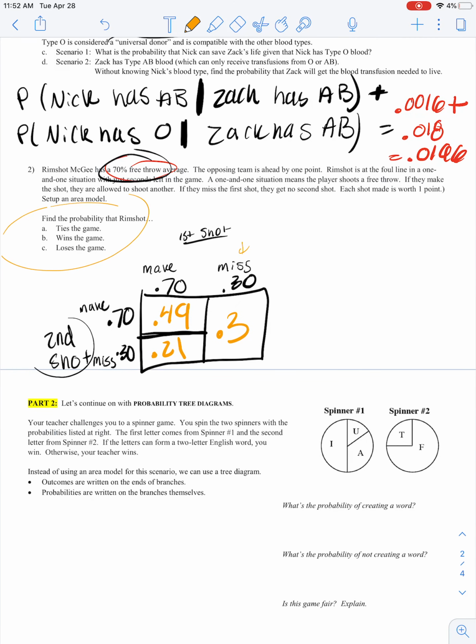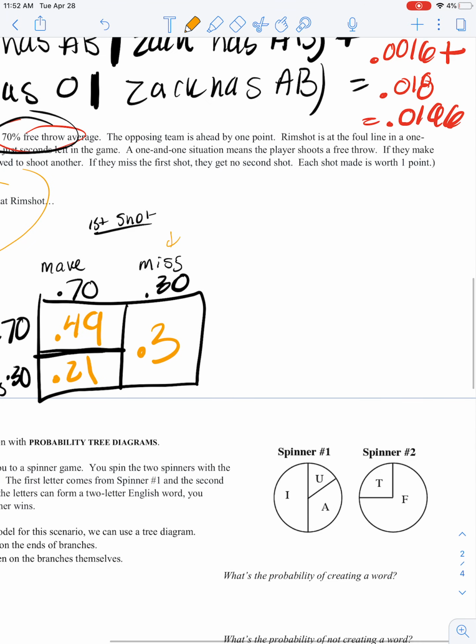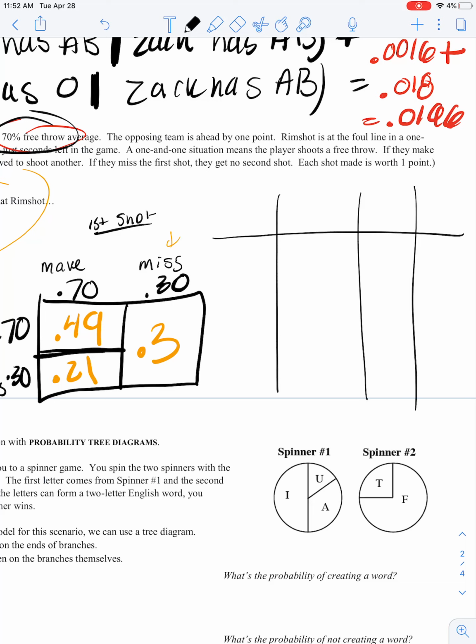Okay, so now we have a couple options. It said if they miss the first shot, they do not get the second. Each is worth 1 point. So we want to find the probability that they tie the game, win the game, or lose the game. So we're going to make a little chart here to work out our possibilities. So this is the first shot, second shot, the outcome, whether they win, lose, whatever, and the probability.